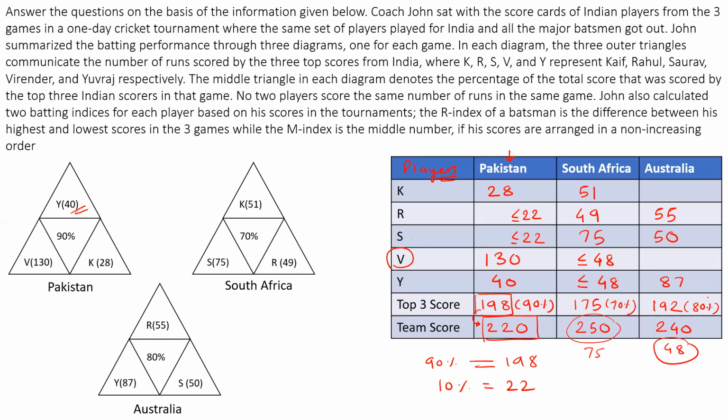So again, the third topmost score here is 50. So I can say that the score of KF in this match should be less than or equal to 48. What is the score of Virendra in this match? It should be less than or equal to 48. Okay, so I think we have got our table ready. Now based on this, let us try to solve the questions.